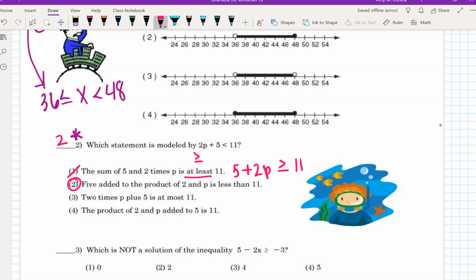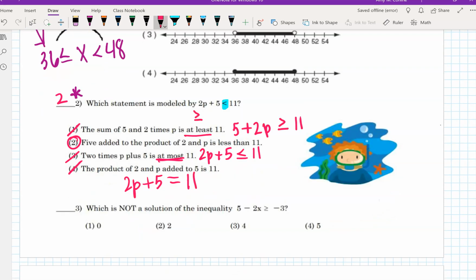And then for 3, 2 times p plus 5 is at most. That's our key word here. So just like at least, at most means it can be 11, but it has to be less than 11. So here we have a less than sign. We don't have an equal to. So that's why 3 is not an option. Okay, it can't be 11, but it can be less than 11. But at most, when you have the words at most, that means you have a less than or equal to. The product of 2p plus 5 equals 11. So you should have answer choice 2.